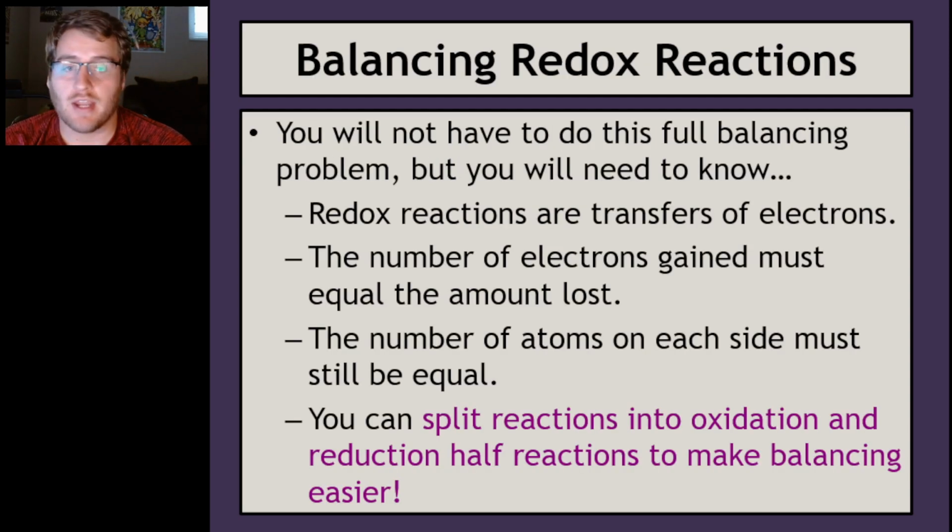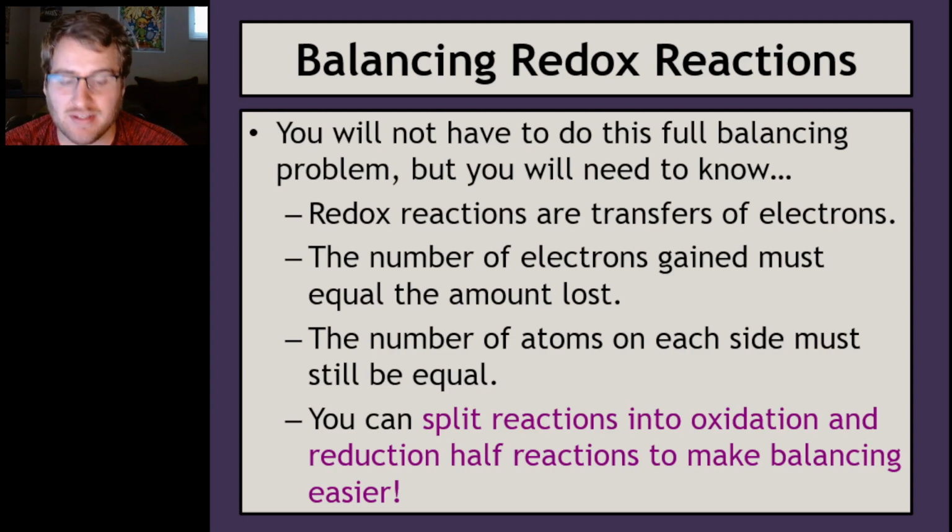All right, so like I was saying, you don't need to know how to do this full problem, but there are a couple concepts that are important from it. Redox reactions are transfers of electrons. The numbers of electrons gained must equal the amount lost. The number of atoms on each side must still be equal. And this last idea is what's important. You can split reactions into oxidation and reduction half reactions to allow you to kind of balance them.